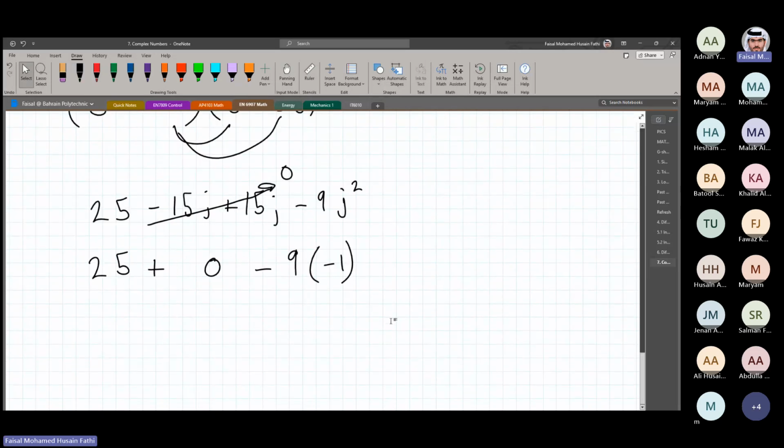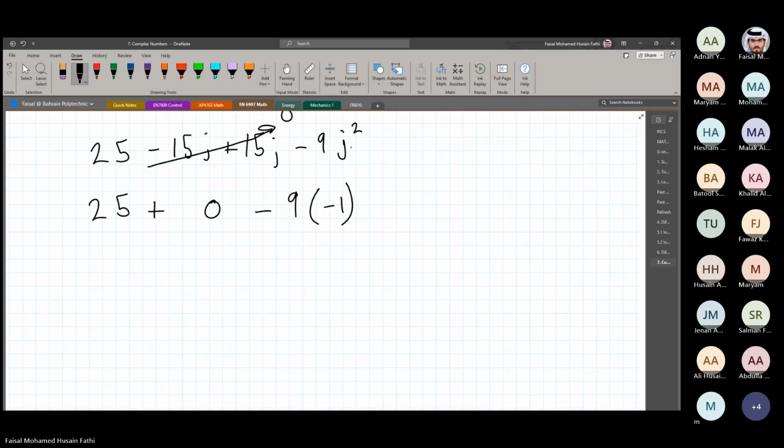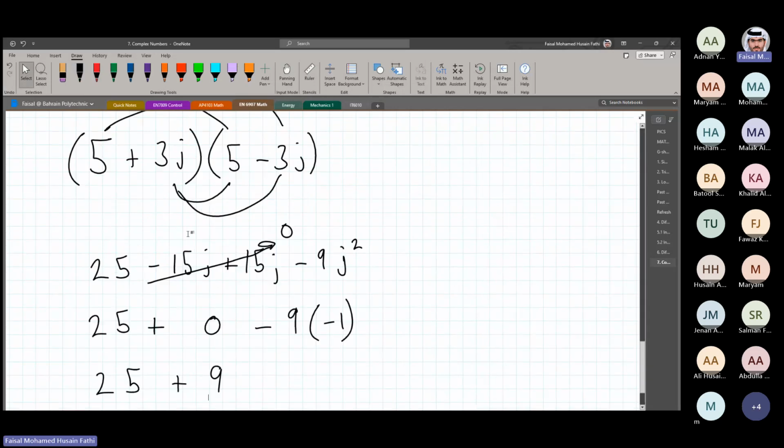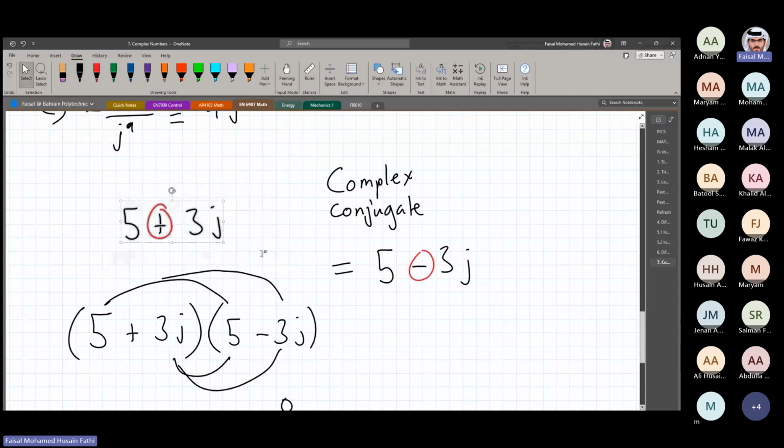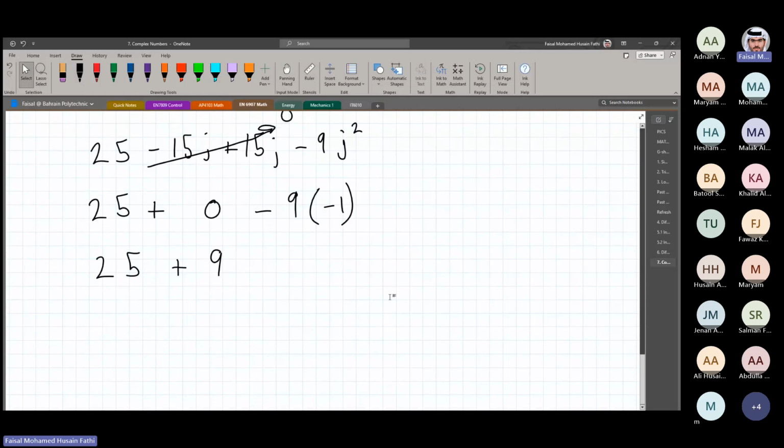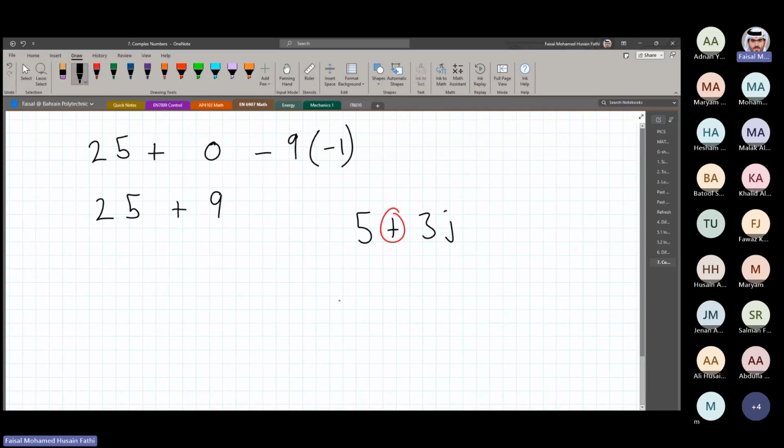When it becomes minus 1, it's becoming a real number now. You notice that there's not a single j in our equation. So we are left with 25. The minus and the minus becomes plus 9. So what did we deduce from this? If we multiply a number with its complex conjugate, the answer is going to be 5 squared plus 3 squared, because 5 squared is 25 and 3 squared is 9.